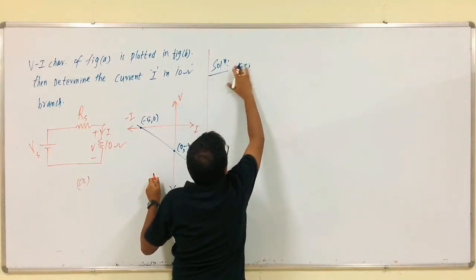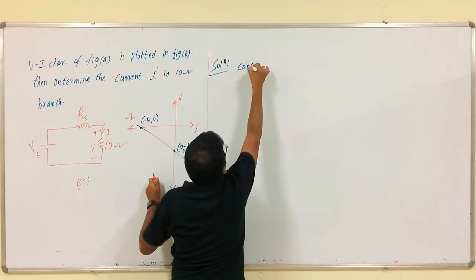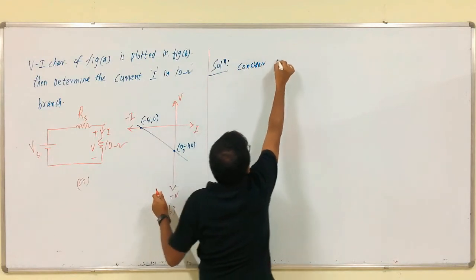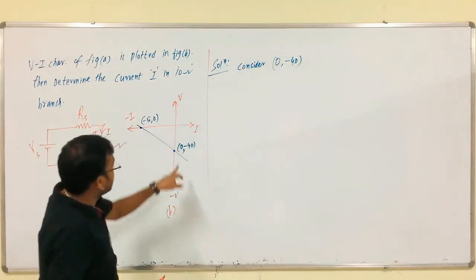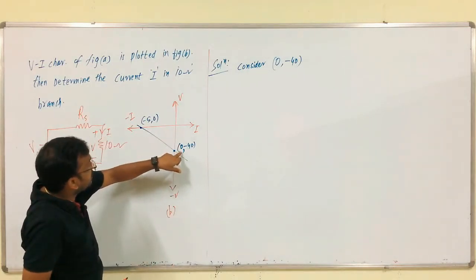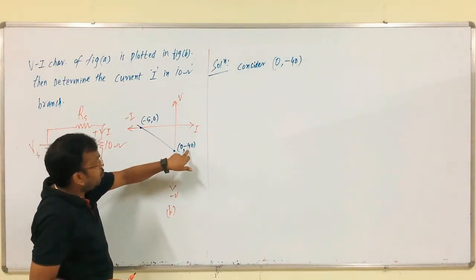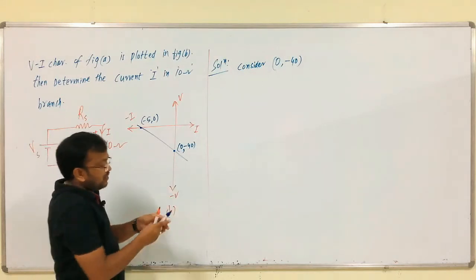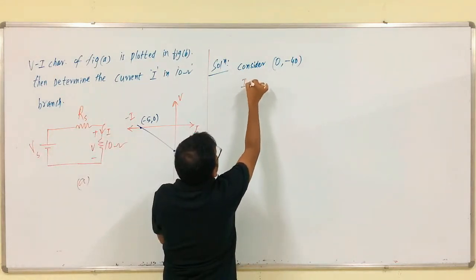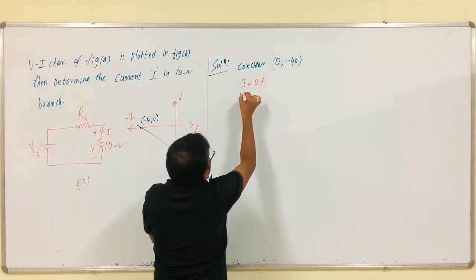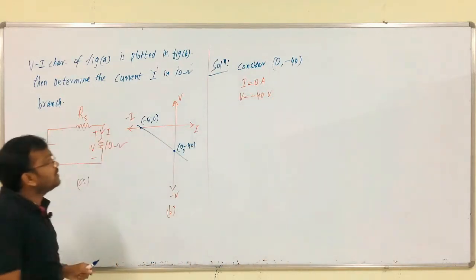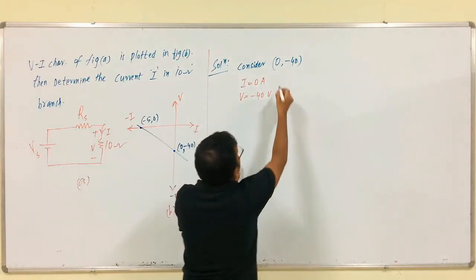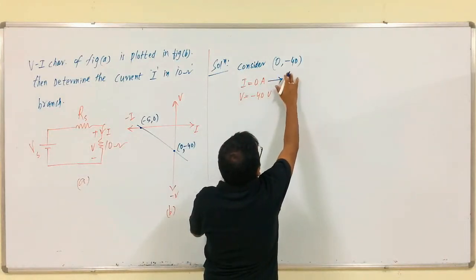Consider 0, minus 40. What is this 0 value here? Current. What is this minus 40? Voltage. So, I is equal to 0 amps, V is equal to minus 40 volts, right? If current is 0, it means what? Open circuited, right?